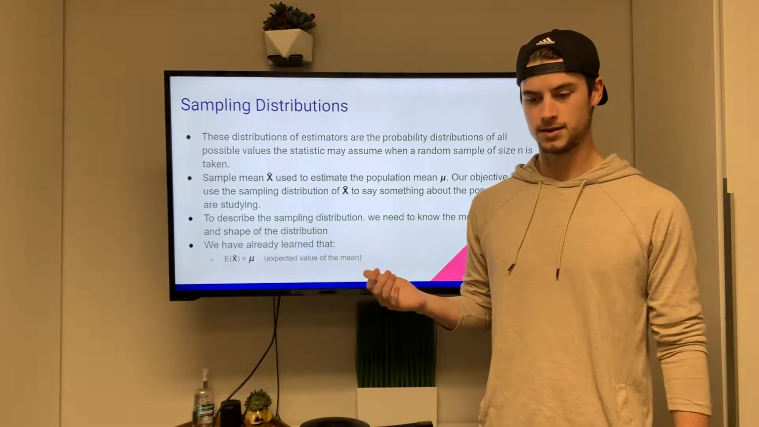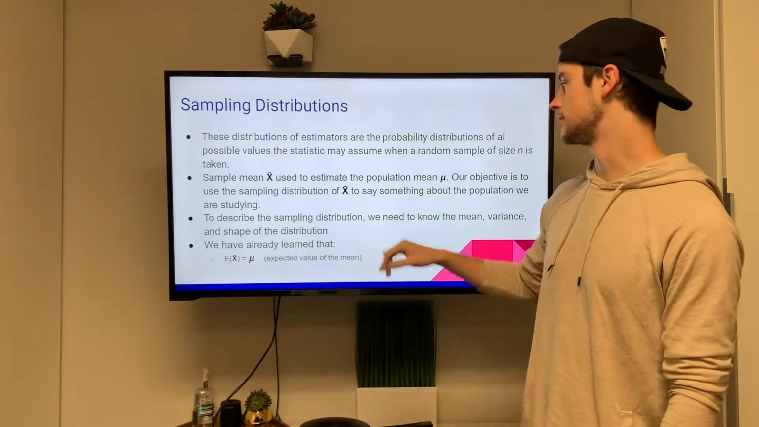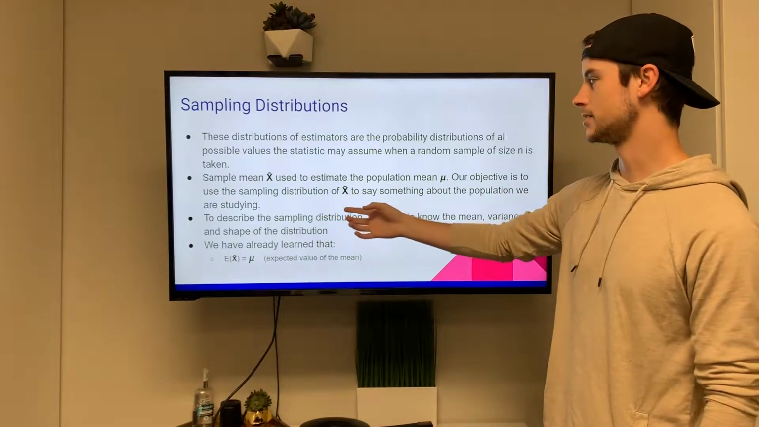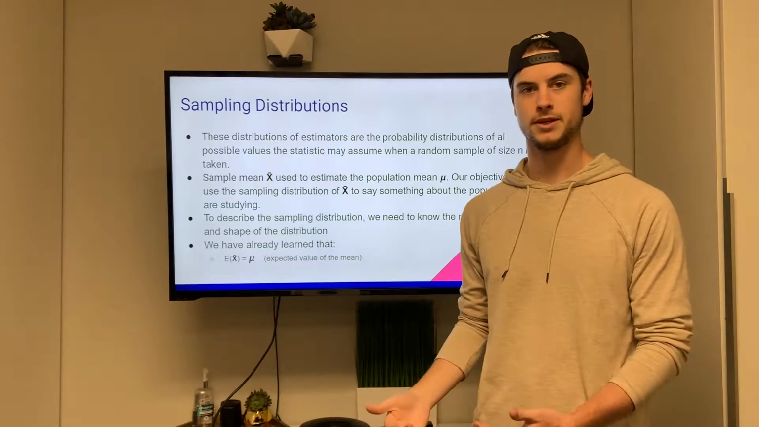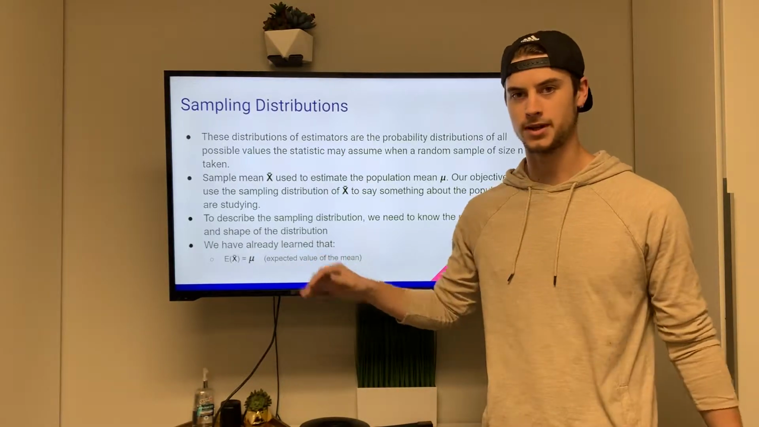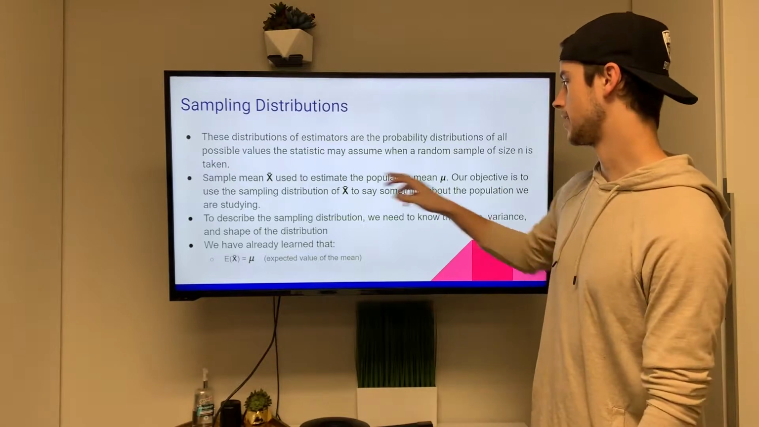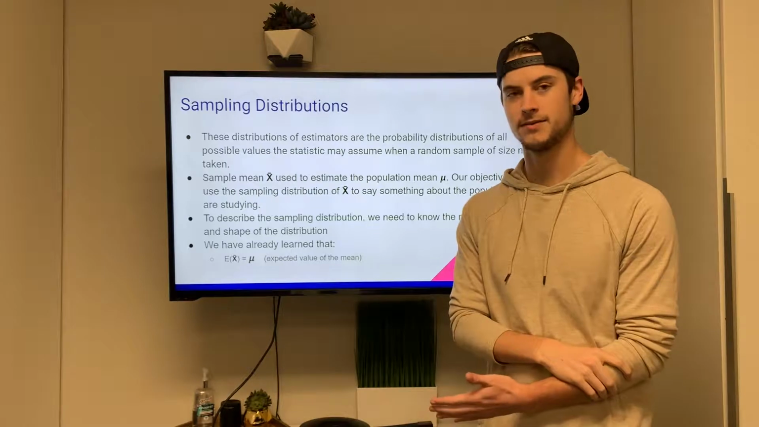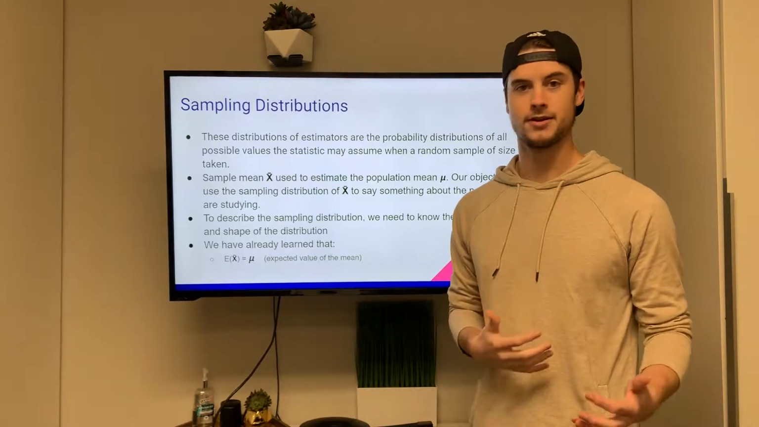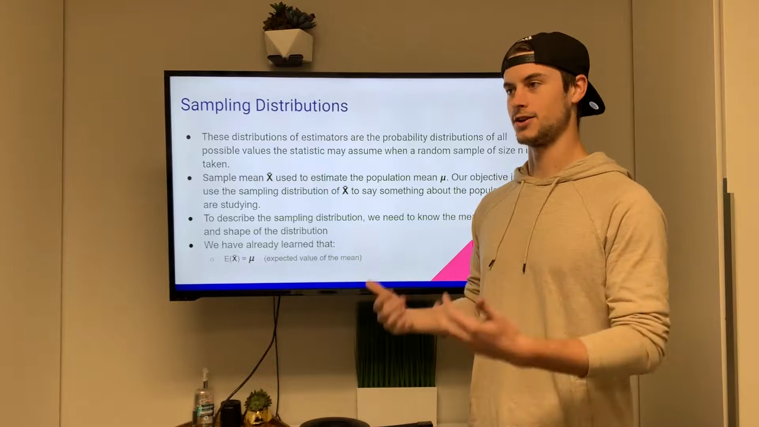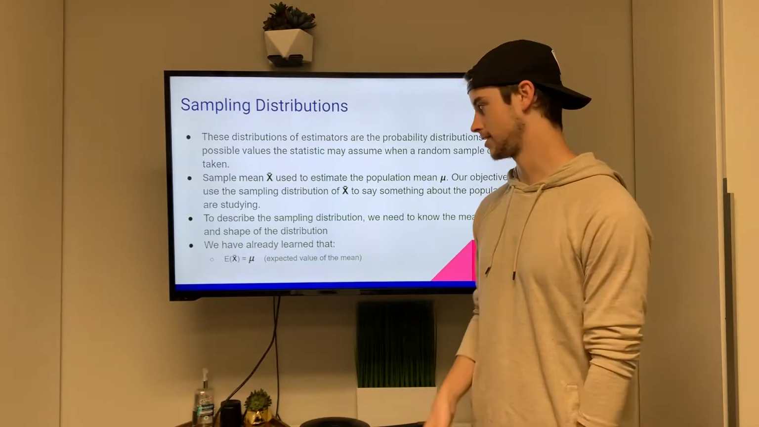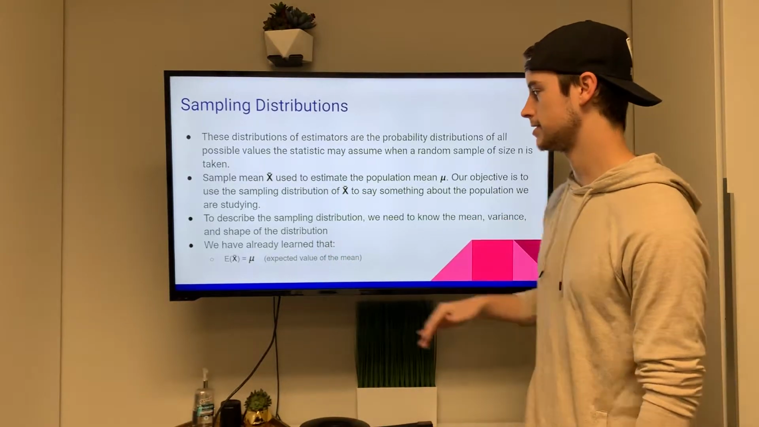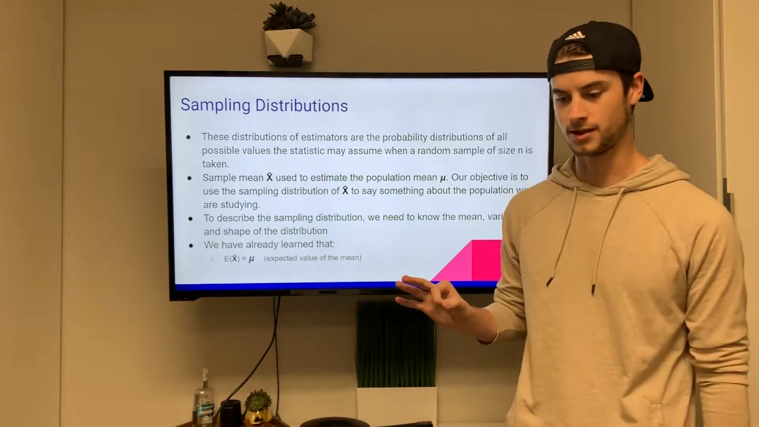And then the sample mean, X bar, of course, it's used to estimate the population mean, right? So our objective, again, is to use that sampling distribution of whatever our sample mean is, taking in objects, adding them all together, dividing by the number, and then we take that X bar and it helps us say something about the population we're studying. And hopefully our sample is accurate enough and efficient enough that we can get a good, solid representation of our population, okay? And again, to describe the sampling distribution, we need to know the mean, variance, and the shape of the distribution. Those are the three main things we gotta know.